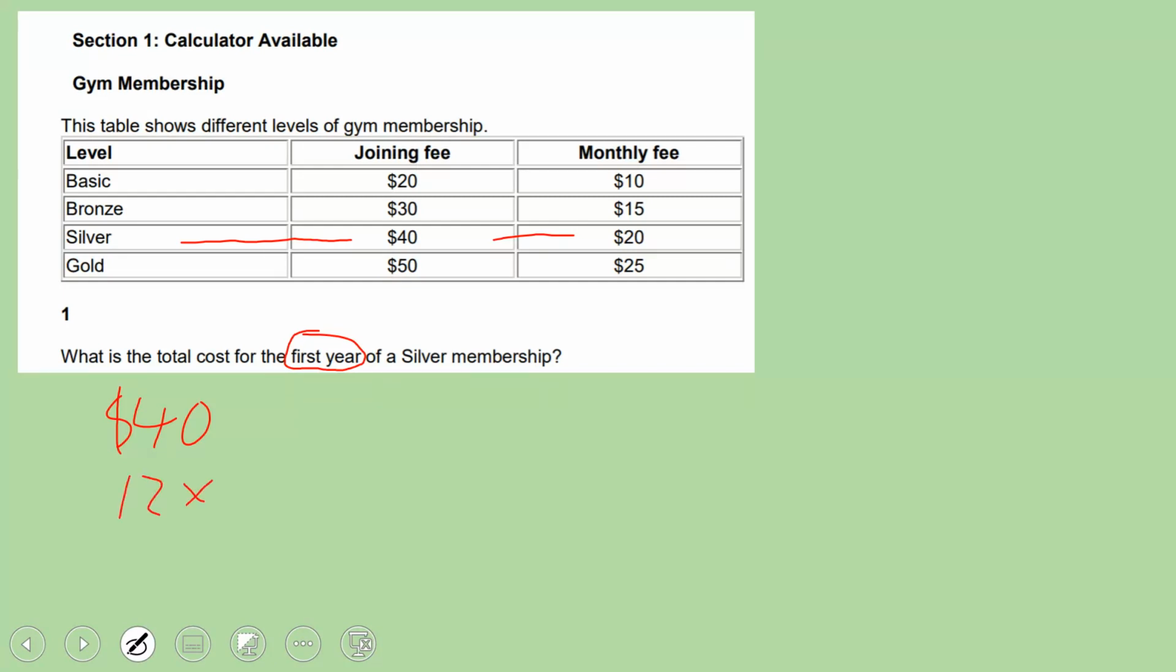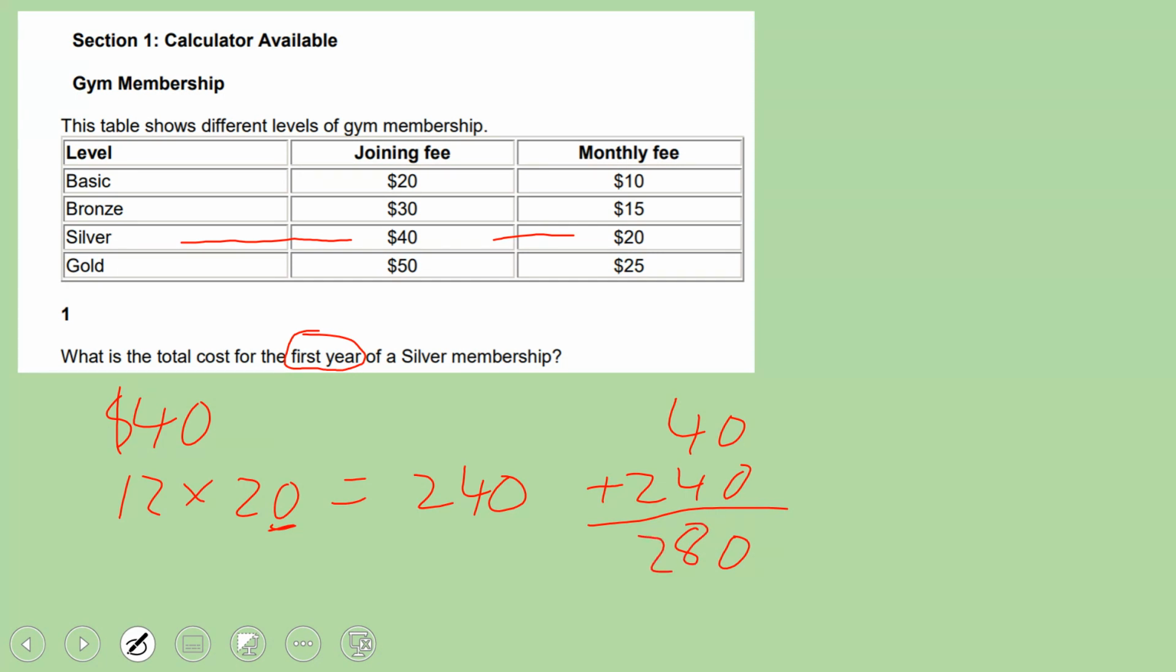It's 12 months in a year. So 12 times your monthly fee of $20. We should know that 12 times 2 is 24. So 12 times 20 will be 240. So then all we need to do is add the two together. 40 plus 240 equals $280. So that is the total cost for the first year of a silver membership.